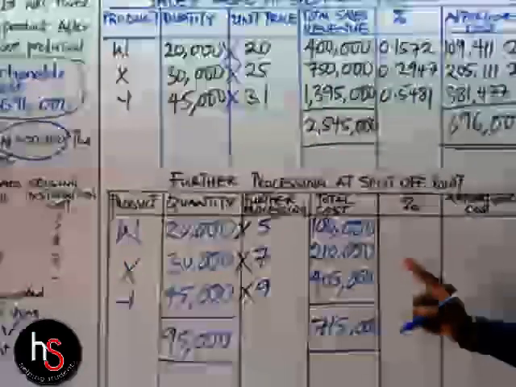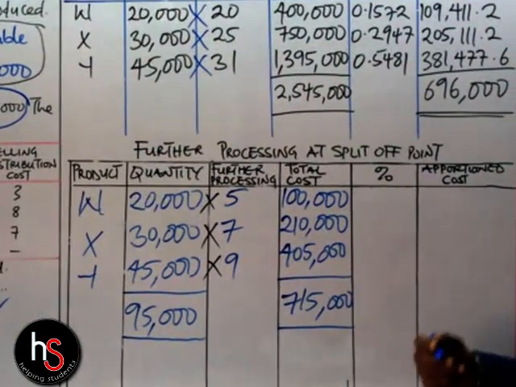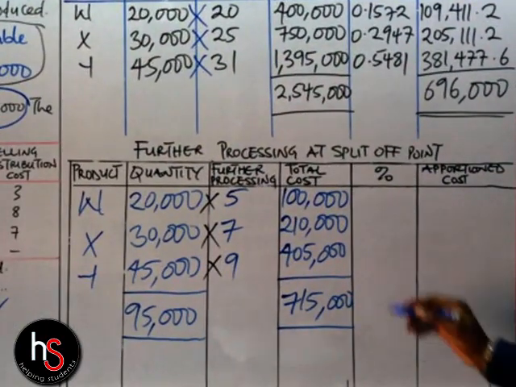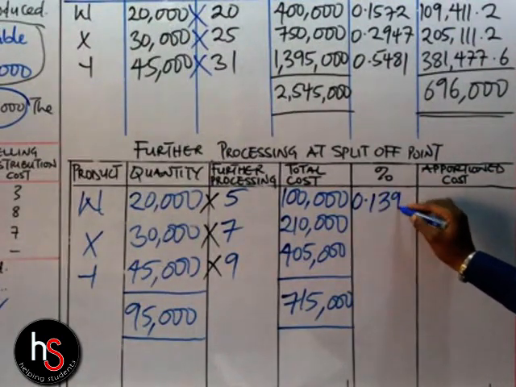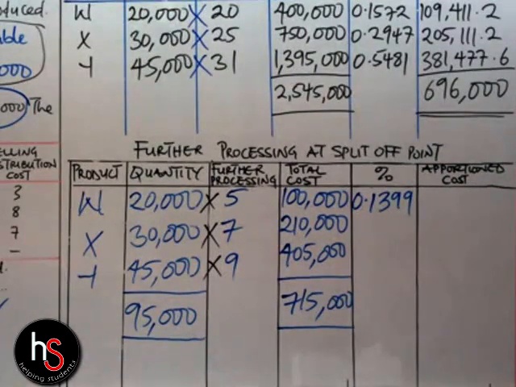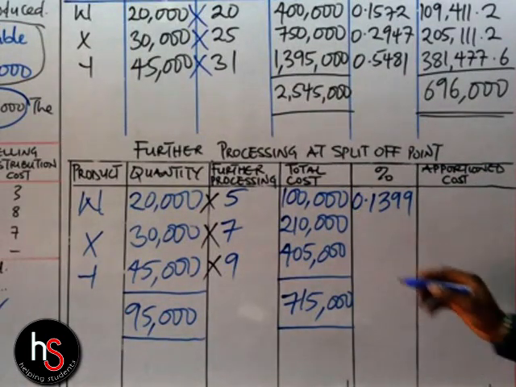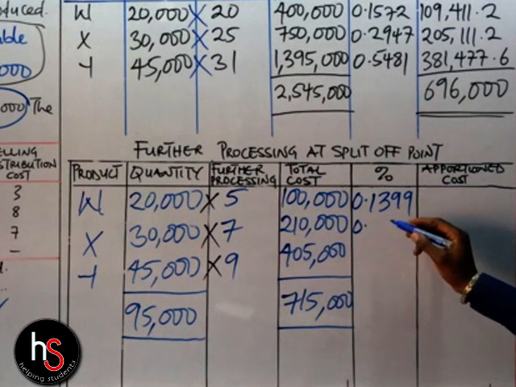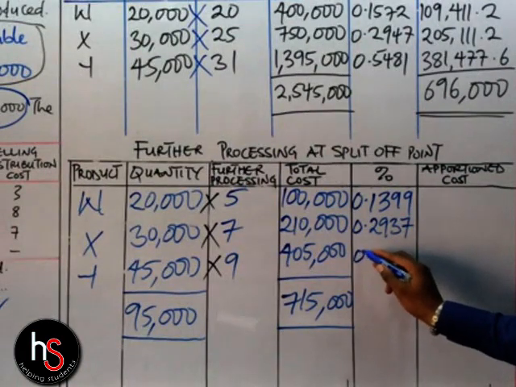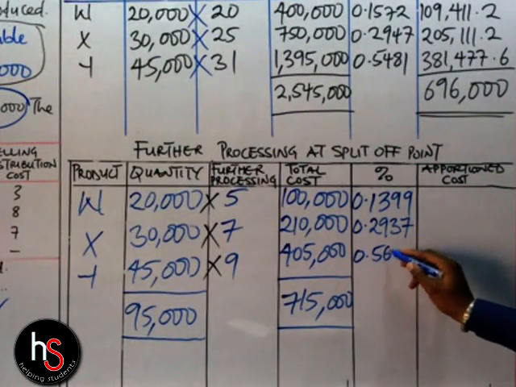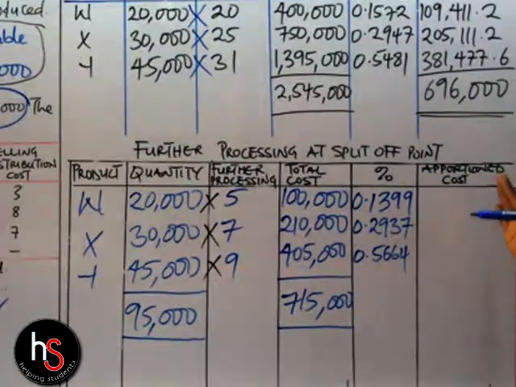Proportion cost, we say 100,000 divided by 715,000. Okay? So it gives us what? 0.1399. We move over to the second one. It gives us 0.2937. And we'll come over to the last one. It gives us 0.5664.